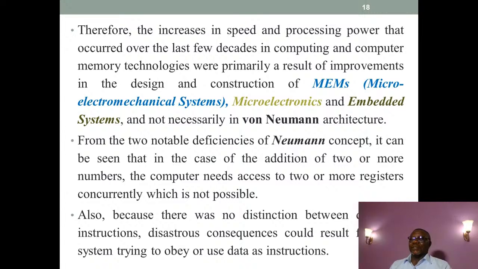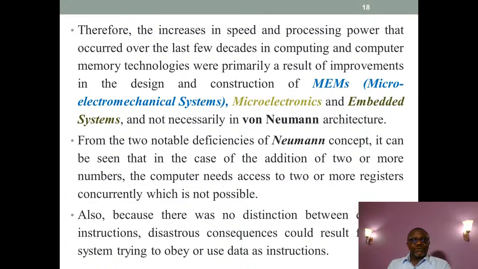The second one was that it can confuse data with instruction. And when it does that, because the data is in binary bits, the instruction is in binary bits, immediately it confuses data bits with address bits. It can take data as address and now go to a different place to execute a different instruction altogether. So we say there are two notable deficiencies of von Neumann architecture.